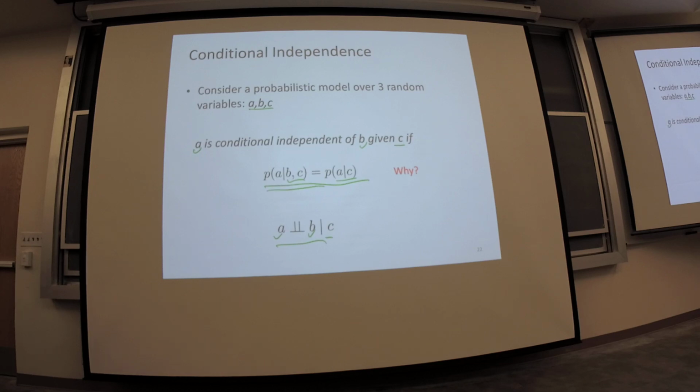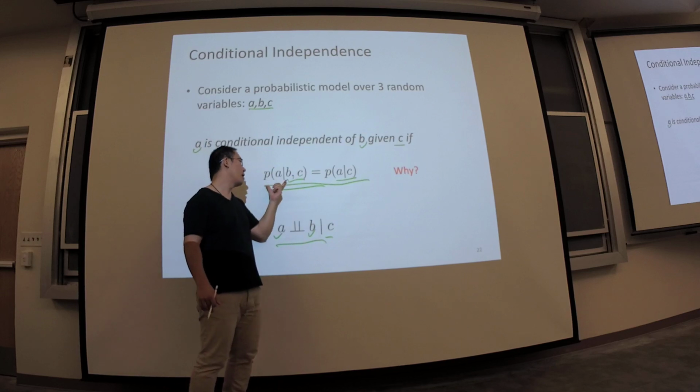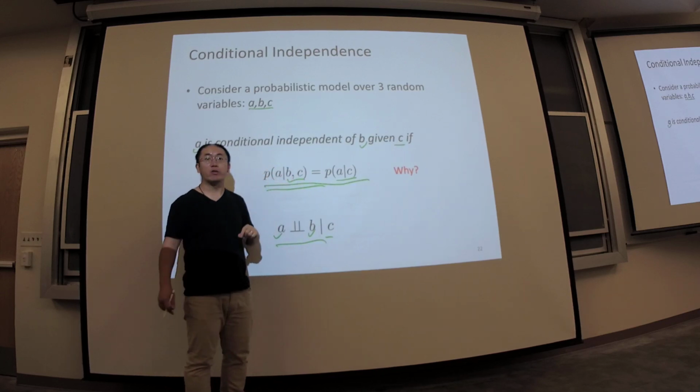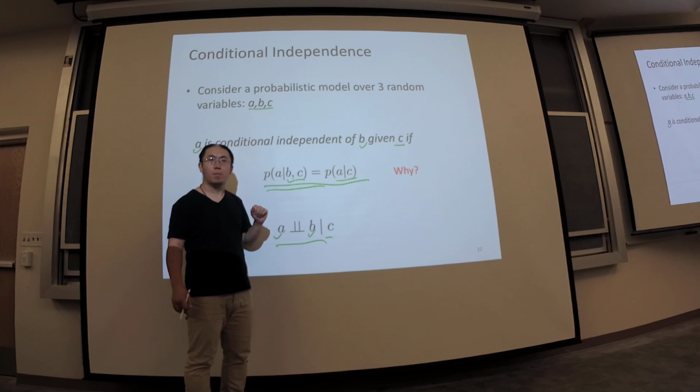So I just want to check your memory about Bayes rule. Why does this mean A and B are conditionally independent given C? Why?